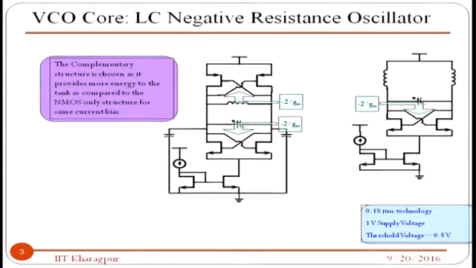Whereas, in case of a single N type or P type, whatever you use for a single cross coupled pair, you need more current. So, for power consumption you can go for the cross coupled one, but the cross coupled has a problem of voltage headroom which needs to be solved. So, what I said is that this complementary structure provides more energy to the tank, so that you require less current to satisfy your oscillation conditions.